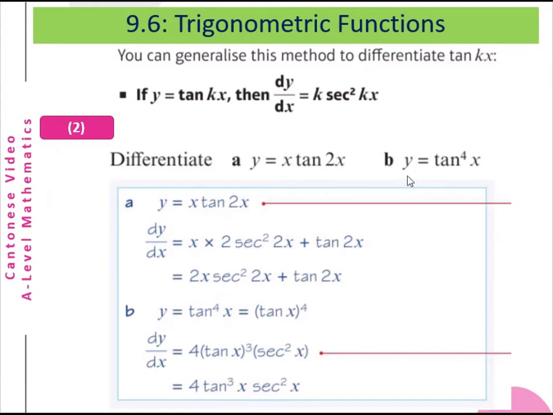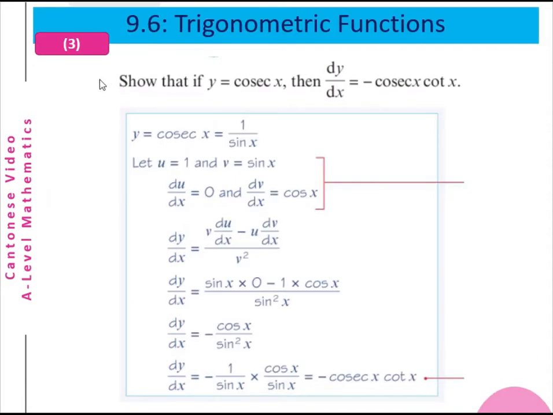In question B, y equal to tan x to the power 4. So y equal to tan x to the power 4, you can write in this form, and dy by dx equal to 4 tan x to the power 3 multiplied by sec squared x, and is equal to 4 tan cubed x sec squared x. This is the answer.